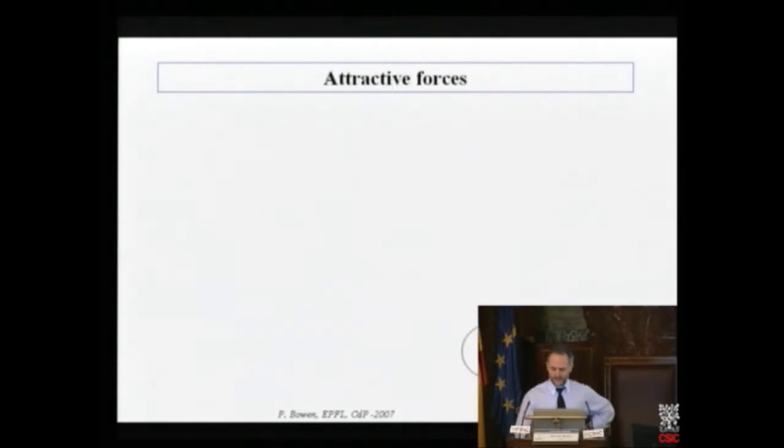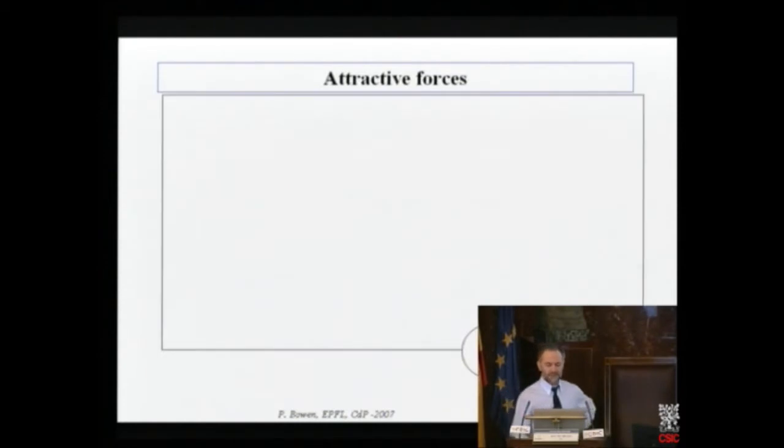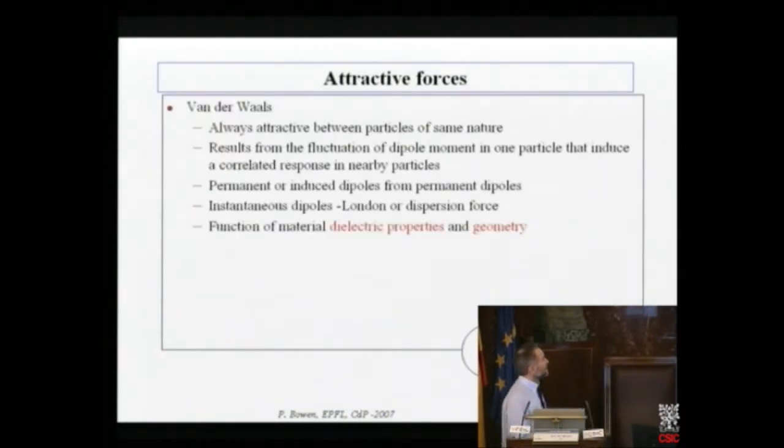So, the attractive forces. We have our particles here, of identical size. They're simulated as spheres, and the distance between the surfaces is h. Van der Waals forces are always attractive between particles of the same nature. They result from the fluctuation of a dipole moment in one particle that induces a correlated response in a nearby particle. These can be permanent or induced. They can be instantaneous, that is the London or dispersion forces. And they're a function of the material's dielectric properties and the geometry of the situation.